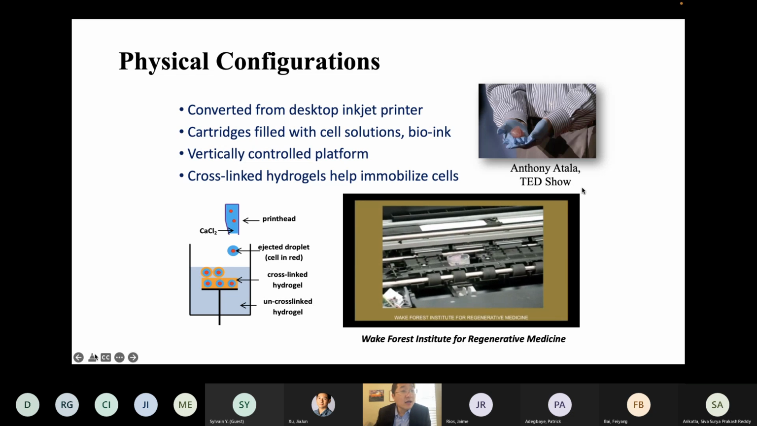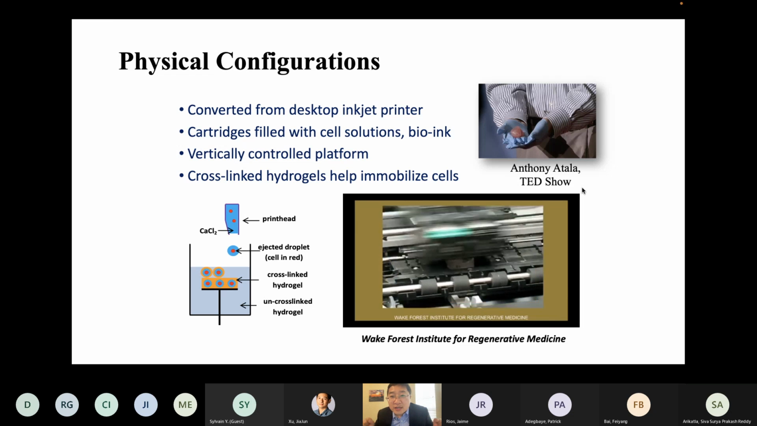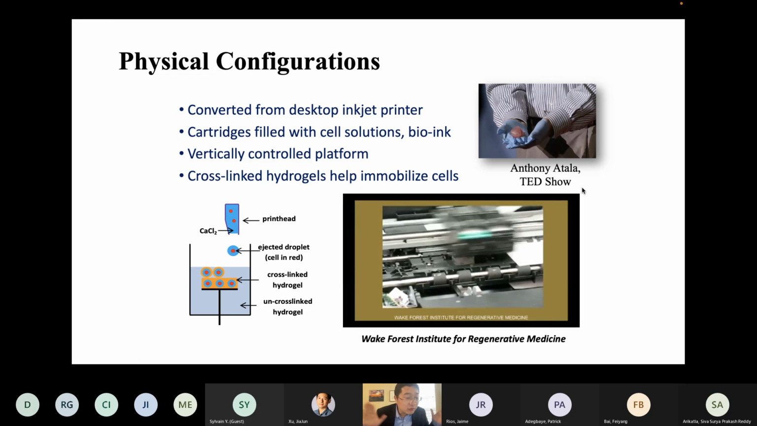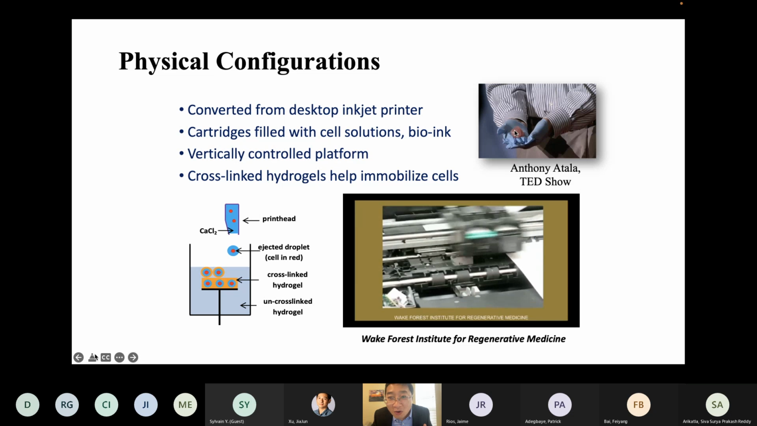If you are interested, feel free to find Dr. Atala's TED talk to see how he presented a 3D printed kidney. So the thing he's holding is a 3D printed kidney.